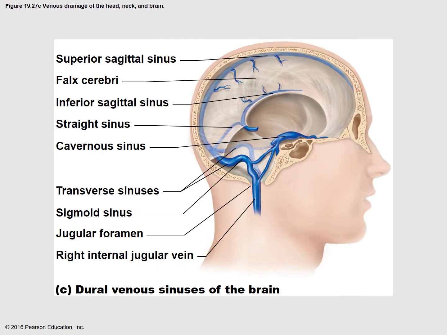The venous drainage in the brain, you have the dural venous sinuses, you have these enlarged areas where the blood is traveling through and can pool a little bit more as it's collected.